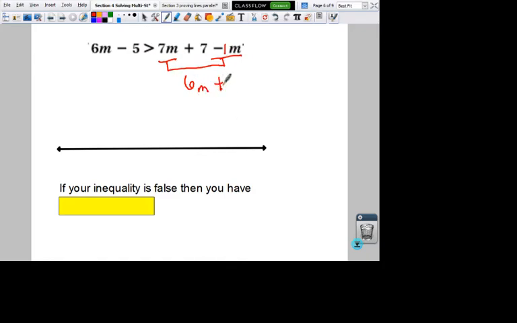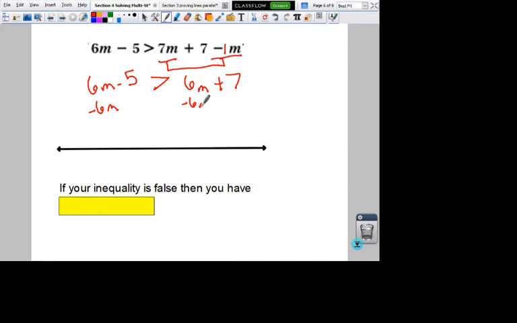I have plus 7. I have 6M minus 5 still. And I got this greater than in the middle. Alright, what am I going to do next? You combine like terms. The variables are the same. Well, when they're on opposite sides, they're not really combining like terms.